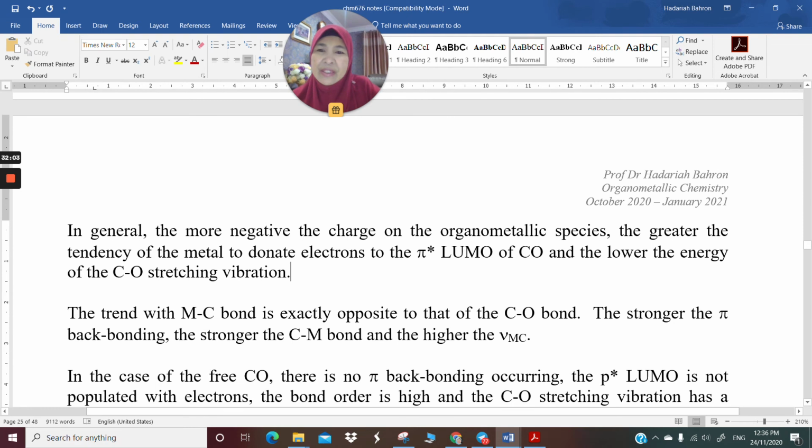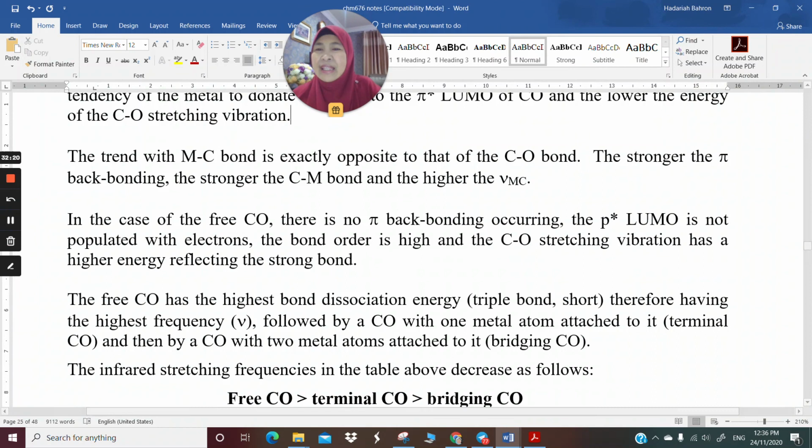So in general, the more negative the charge of the organometallic species, the greater the tendency of the metal to donate electrons to the pi antibonding LUMO of CO, and the lower the energy of the CO stretching vibration. Now, the trend with the metal to carbon bond is exactly opposite to that of the CO bond. The stronger the pi back bonding, the stronger the MC bond, and the higher the ν(MC).